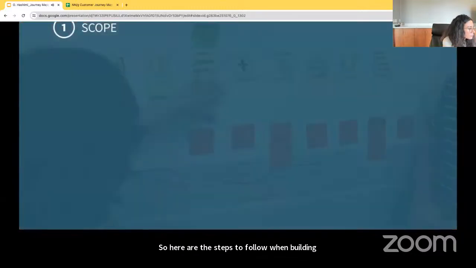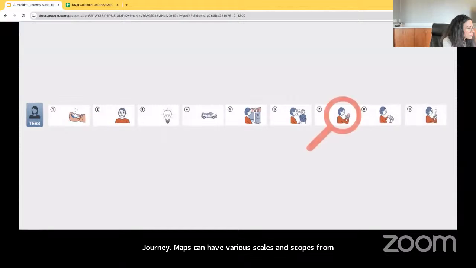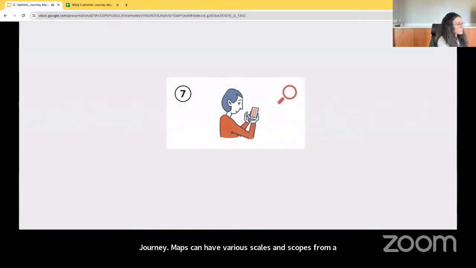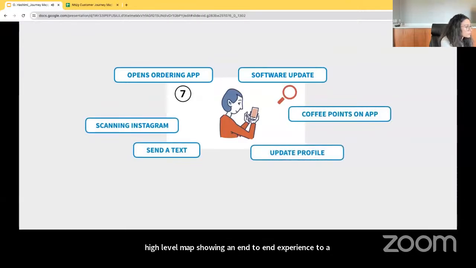First, choose a scope. Journey maps can have various scales and scopes, from a high-level map showing an end-to-end experience to more detailed maps focusing on one step of a higher-level journey to very detailed step-by-step descriptions of micro-interactions.